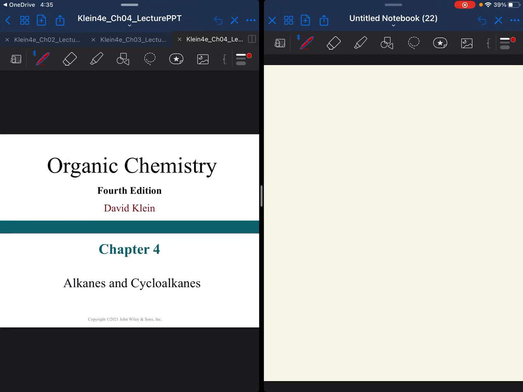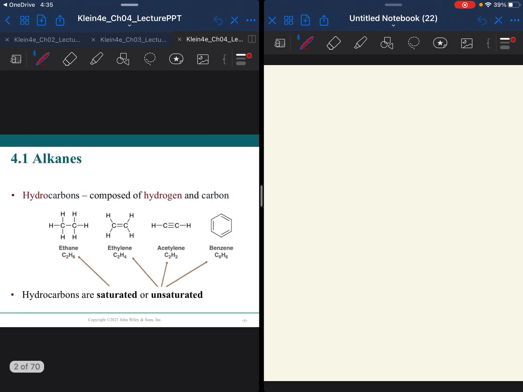In this chapter, we are going to start talking about alkanes. So, it's sort of like our first functional group. It's organic compounds that don't have a functional group. And there's a lot of topics to cover in alkanes, but let's just start off with some basic vocabulary.